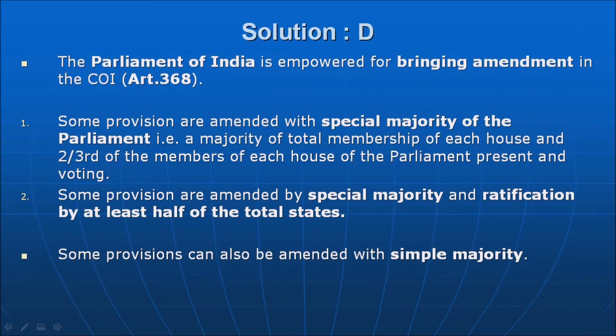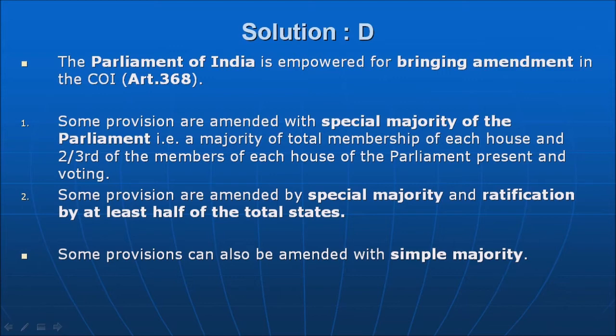So it is a kind of special majority. Another kind of majority is generally used during amendment in the Constitution which is of federal character. That kind of special majority is the first type of special majority which I have told you right now, plus the ratification of at least half of the total states in India. And there are some trivial provisions, like if you want to change the name of the state, or change the area or boundary of the state, it can be done by simple majority. For that case special majority is not required.